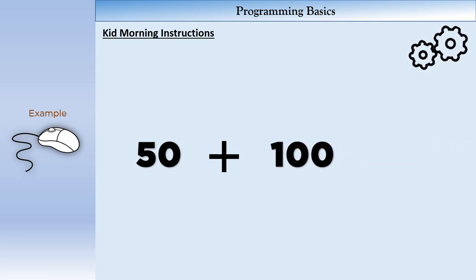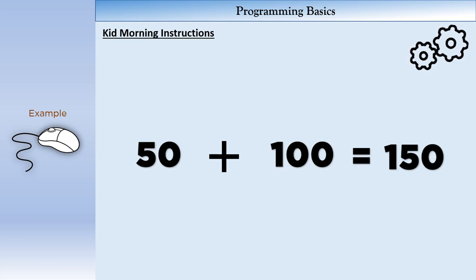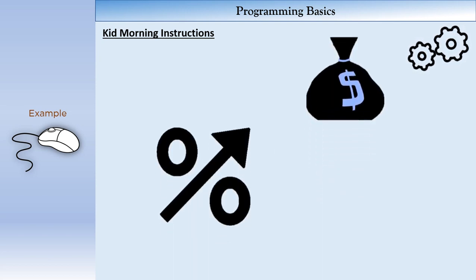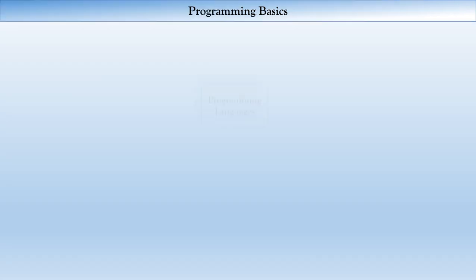Similarly, in computers, to solve any problem or performing any task, we need to tell the computer the set of instructions which we call programming or computer programming. For example, adding two numbers, calculate the interest on deposits, etc.